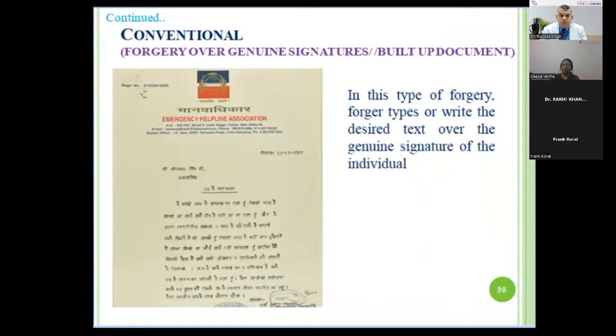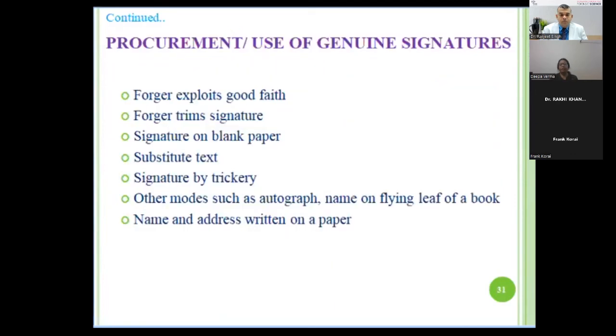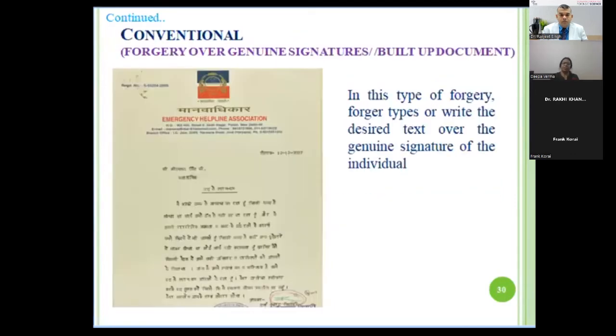Then forgery of a genuine signature on a built-up document. If a genuine signature exists and some built-up process has been made, this type of forgery can be covered in this category. Though the signature is genuine, the content has been arranged with mischievous intention, and that is covered under forgery. Such kind of forgery generally exists on recommendation letters or other official documents using the signature of higher authorities.